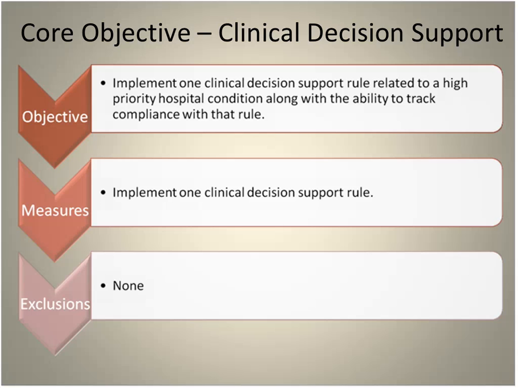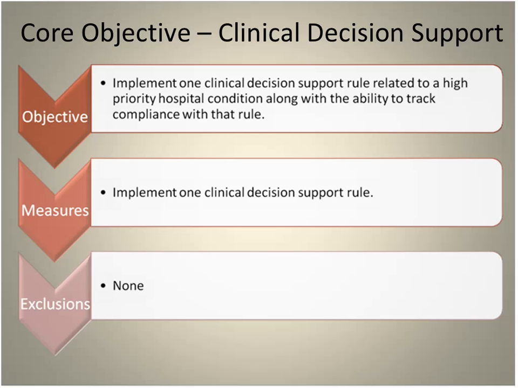So what that means is, I believe, it's up to the hospital to decide which rule they wish to submit as being the one they're going to be compliant with. CMS isn't telling you what that decision support rule should be. They're just saying it needs to be associated with a high priority of that hospital in their treatment. And what's the measure? You have to implement one. You only have to implement one clinical decision support rule.